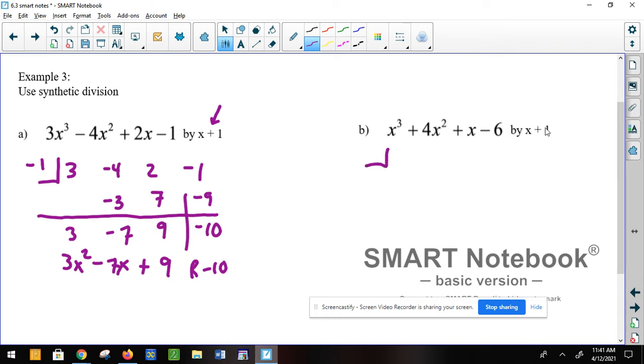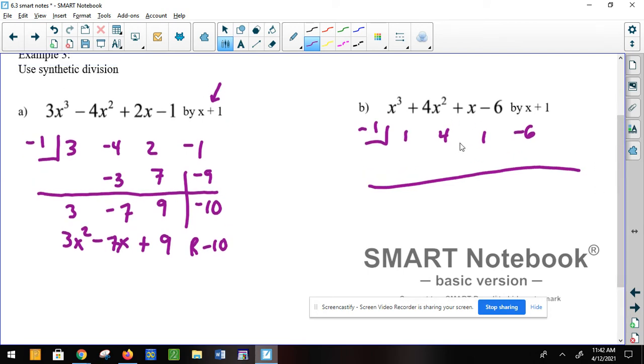Let's refresh how to set this up. Remember, divisor, if that's +1, you put a -1 here. When there is no coefficient, it's a 1. That'd be a 4, that would be a 1, and then -6. You want to make sure that you don't get those numbers too close together and think it's like a 14. It's a 1 and then a 4, they're separate. So just make sure you're spacing your numbers out.